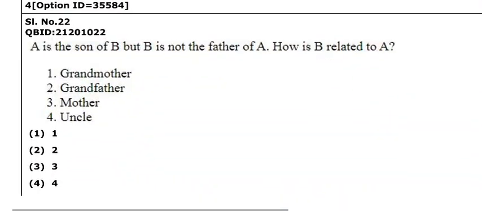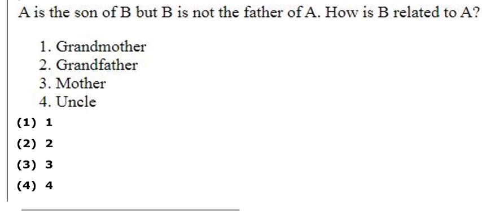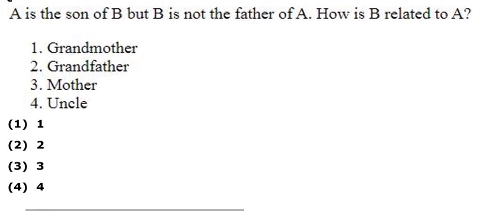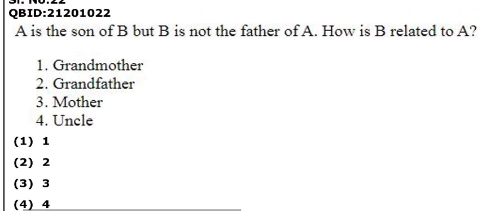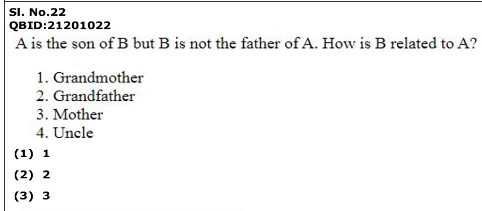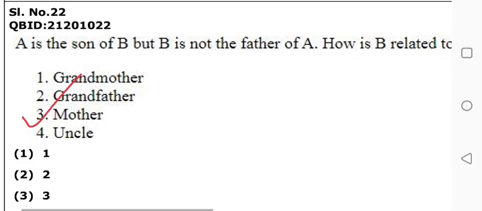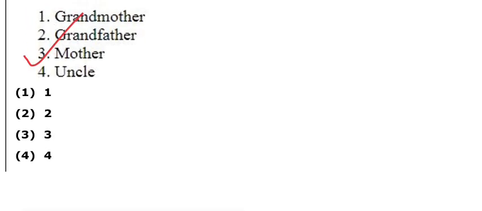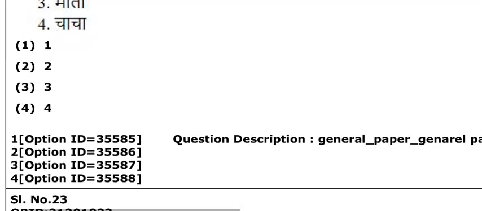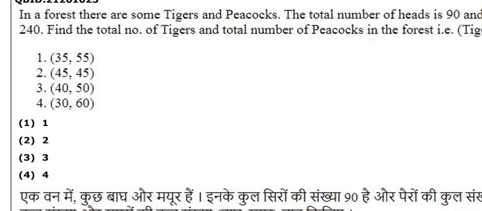22. A is the son of B, but B is not the father of A. How is B related to A? Grandmother, grandfather, mother, uncle. Okay, it will be mother. Yes, mother. Next, 23. In the forest, there are some tigers and peacocks.